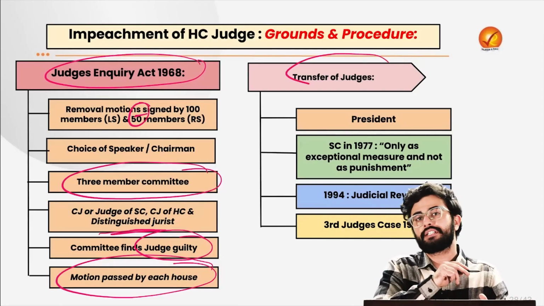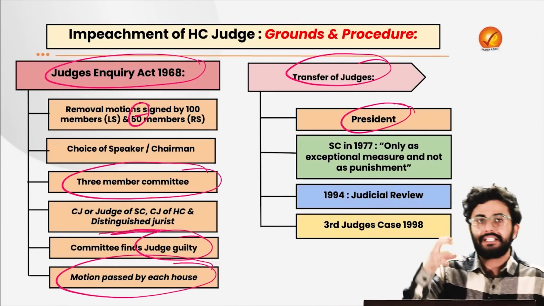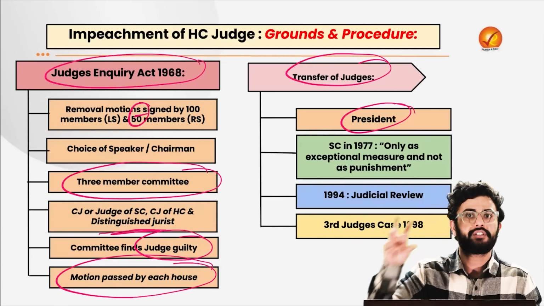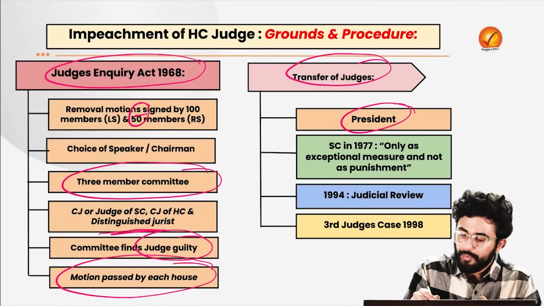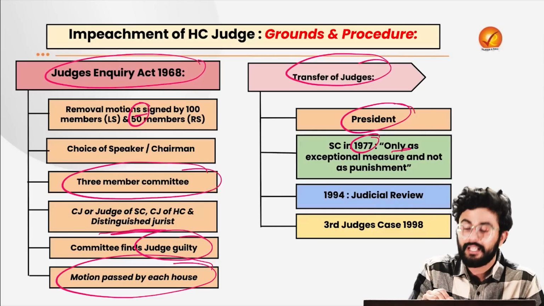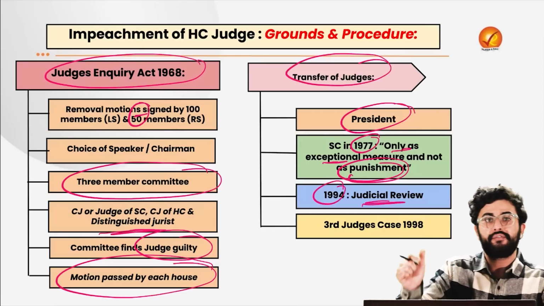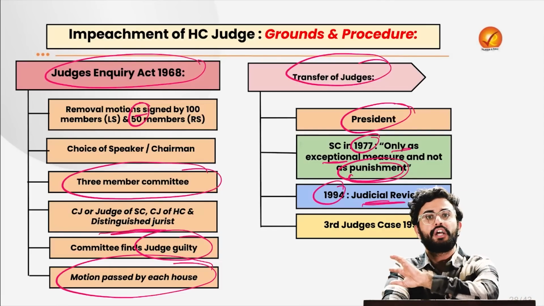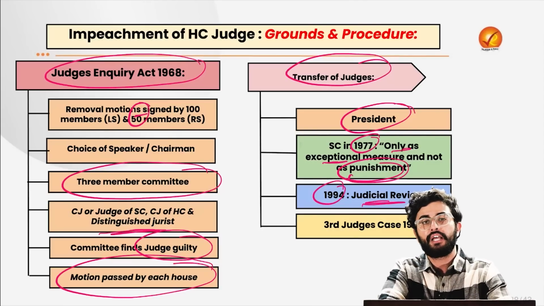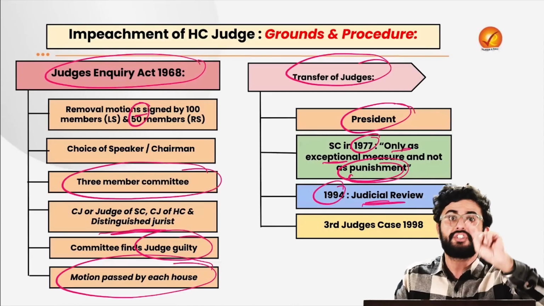Then comes the transfer of judges. Who does the transfer? Just like the impeachment, the President has the power. The idea is that the President transfers a judge from one High Court to another in consultation with the Chief Justice of India. Keep this in mind. Then the Supreme Court in a 1977 ruling held that this transfer shall only be held as an exceptional measure and not as a punishment. And in 1994, it held that the judicial review doctrine shall also be applicable to the transfer of judges, to secure against the arbitrary transfers which were taking place by the governments. But who can file this case for judicial review? Only the judge who is being transferred.